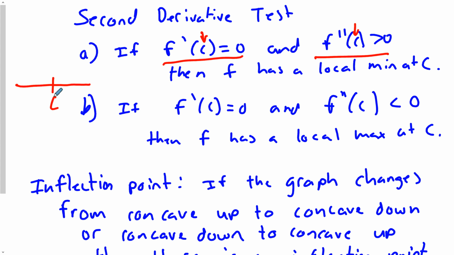So instead of taking your critical values and testing to the right and to the left and seeing if it goes negative to positive, or positive to negative, or positive positive, or negative negative, you can just take the second derivative and plug your c, that critical value, into your second derivative and see if it's bigger than 0. If it is, then you'll have a local min at c. Or if it's smaller, then you'll have a local max. So instead of the first derivative, you can jump down to the second derivative.